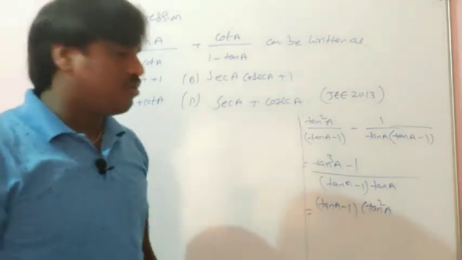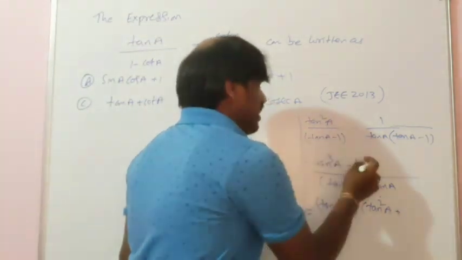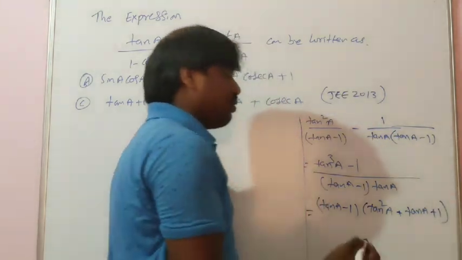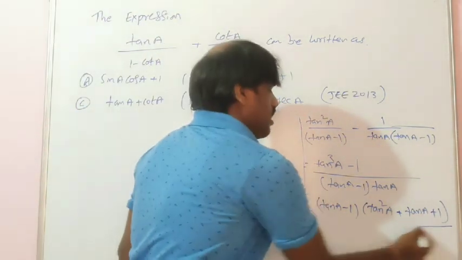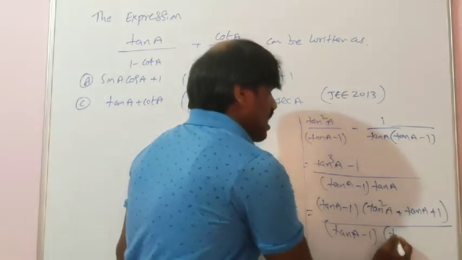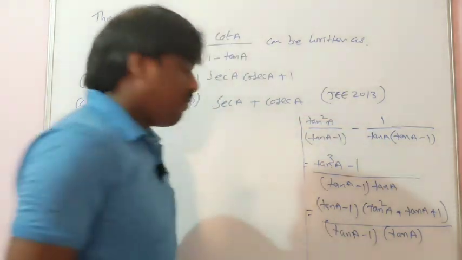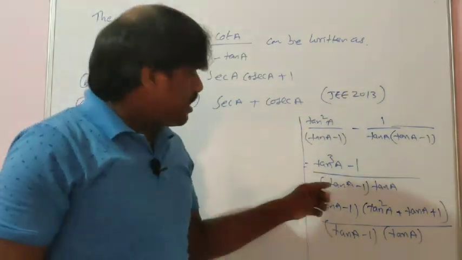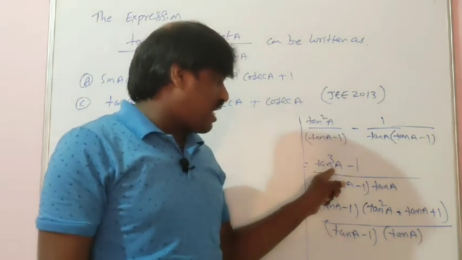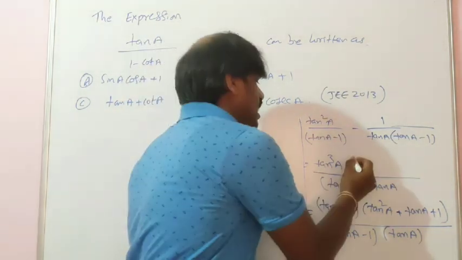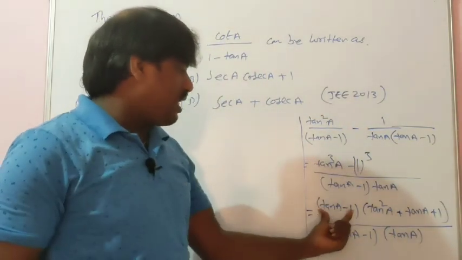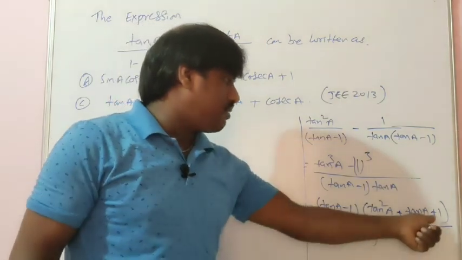A minus B into A square plus AB plus B square. Okay, hope you understand this one. Upon what I am going to get as tan A minus 1 into tan A. What I was saying here is that I took the LCM, A cube minus B cube, where A is tan A and B is 1. This looks like 1 cube. So A cube minus B cube, A is tan A, B is 1. So A minus B into A square plus AB plus B square.